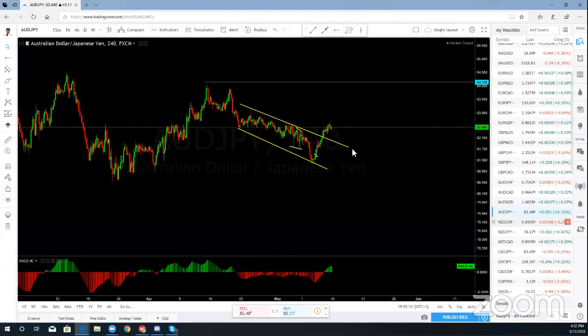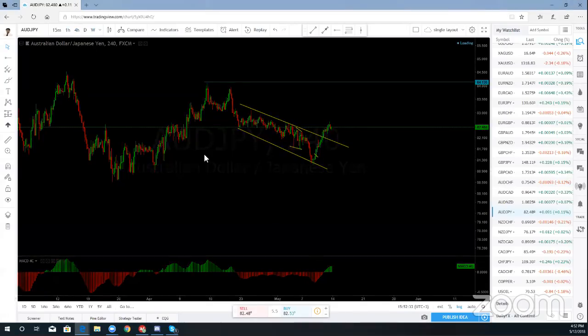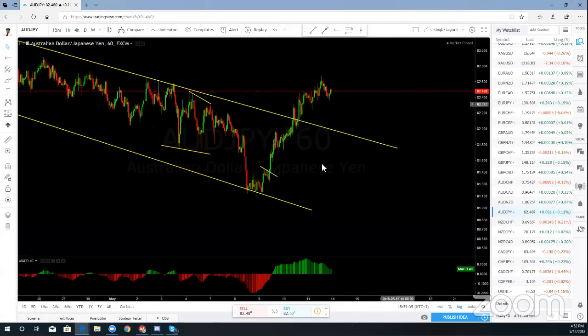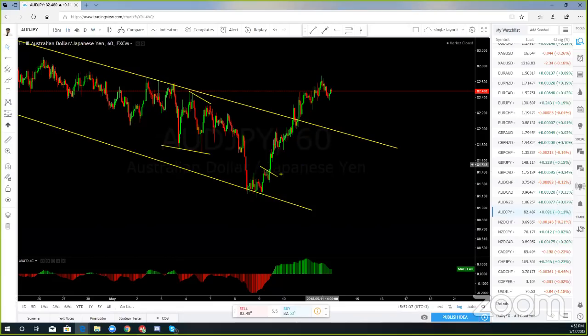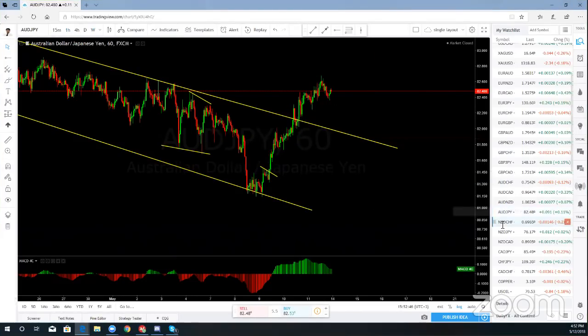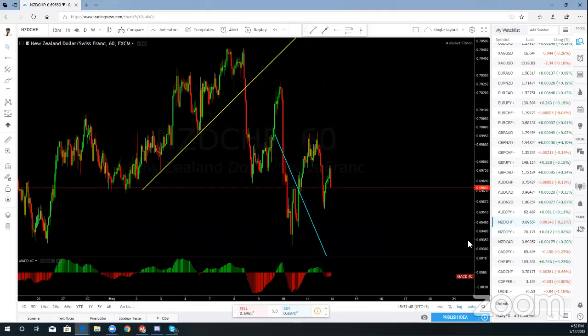Right? It will consolidate, you wait for a 4-hour consolidation. Now I will not take a 1-hour one. You want a bigger consolidation because they've moved this much up, right? So you wait for a bigger consolidation. That would be a good trade. So wait for it and you get a nice trade. New Zealand Swiss, stay out of that thing.